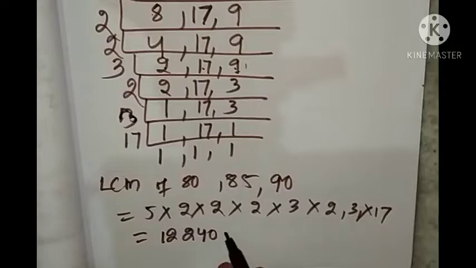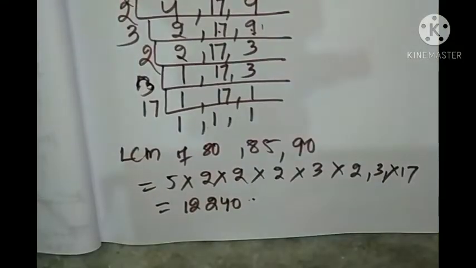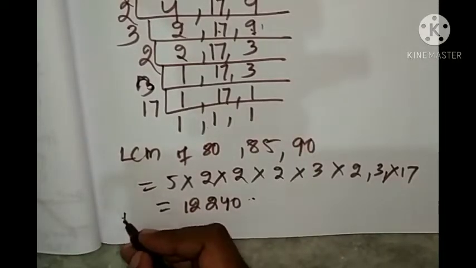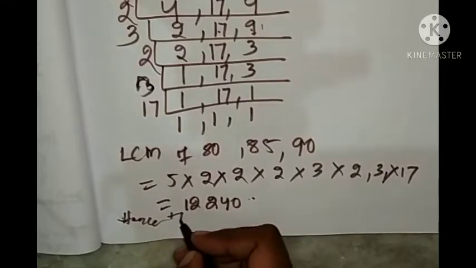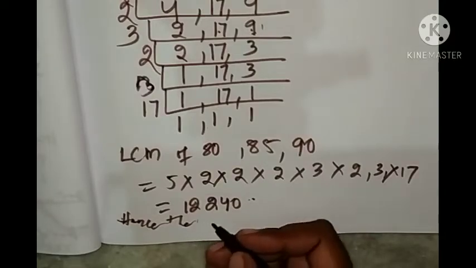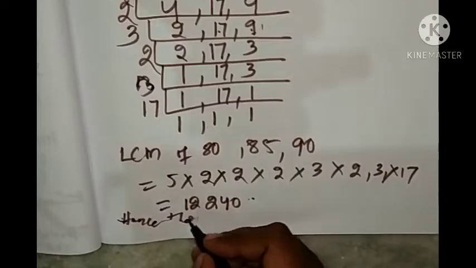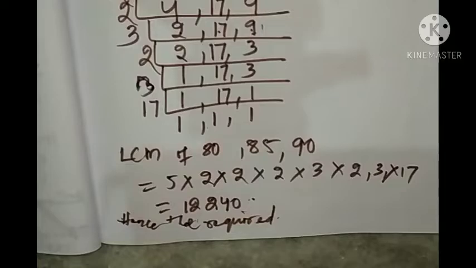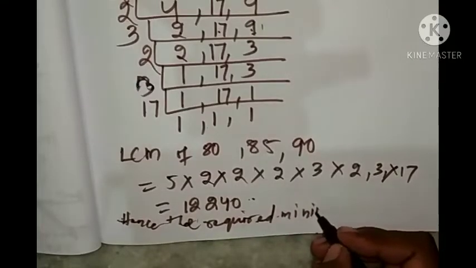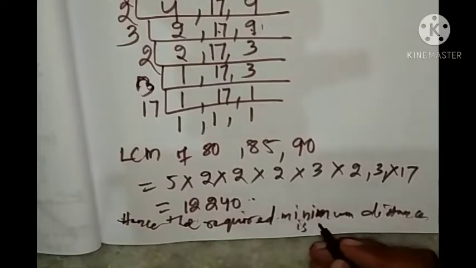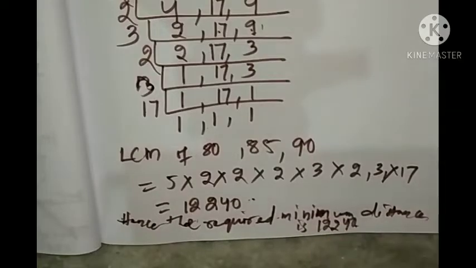12,240. So this is the LCM. Then you can write, hence the required distance, or minimum required distance, is 12,240. Okay, so this is about example 13.